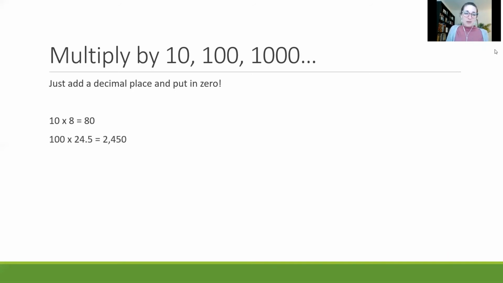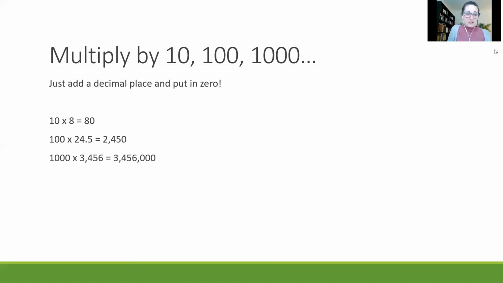Now, for another one, we have 100 times 24.5. Well, I can see that my decimal is before the 5, and there are 2 zeros on 100, which means I need to move 2 decimal places. So I'm going to move 1 over to include that 5, and then move 1 more and put a 0 in that place. So I get 2,450.